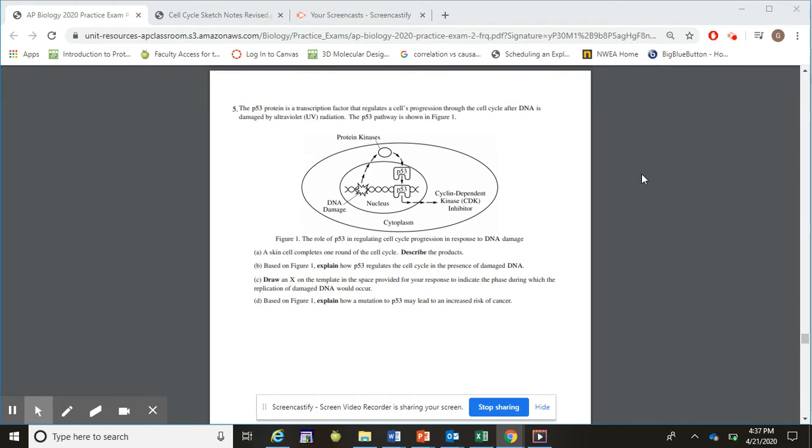Remember, the cell cycle is interphase, which consists of G1, S, and G2 phase, and then it progresses into M phase, which is prophase, metaphase, anaphase, telophase, and cytokinesis. So when we talk about the cell cycle, that happens in your body cells, sometimes called somatic cells, where your original cell is going to be copied, and you're going to create two identical daughter cells from your parent cell.